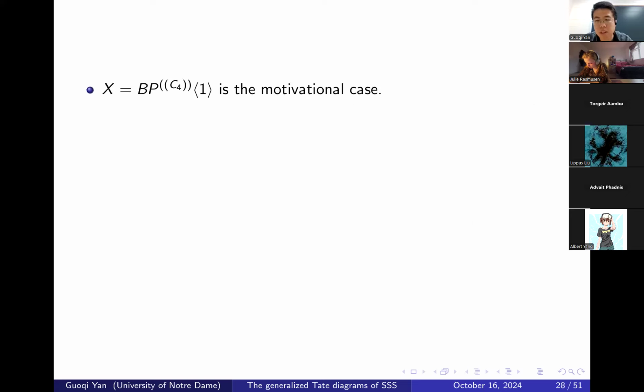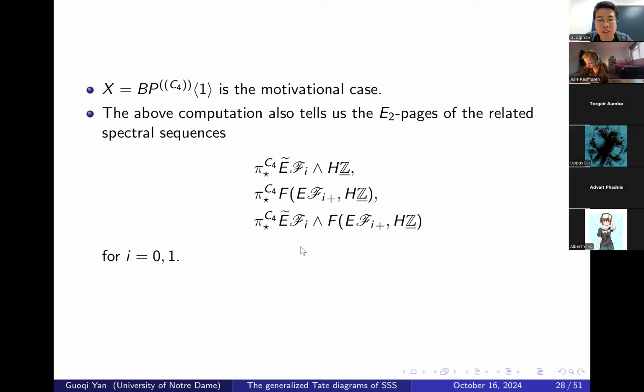So BPC for 1 is a motivational case. In the above computation, I also computed the corresponding part of the E2 page of the related spectral sequences. So we have the localized homotopy groups of HZ, the completed part, and also the Tate construction of HZ.